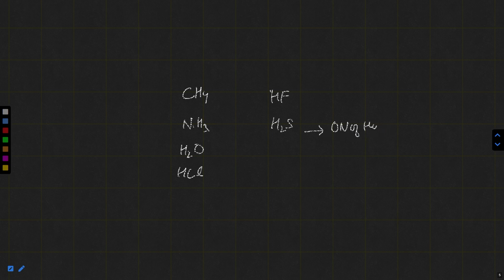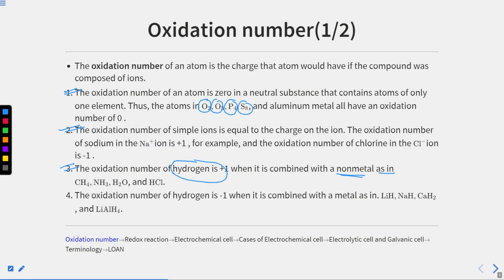of hydrogen is +1. What is the oxidation number? The oxidation number of hydrogen is +1. This is the case of +1. So if it is combined with a non-metal, then it will have an oxidation number of +1. Again, it will have -1 if it is combined with a metal, then in that case it will have a charge of -1.